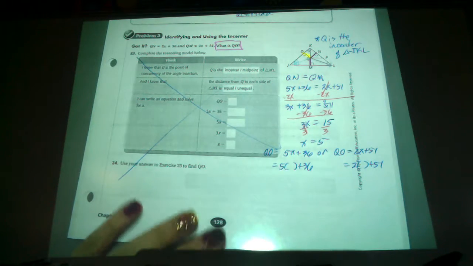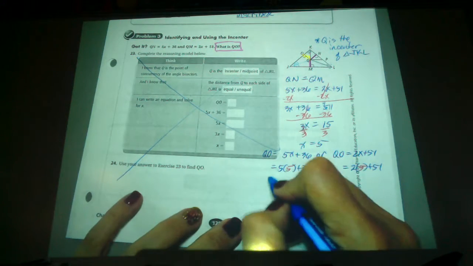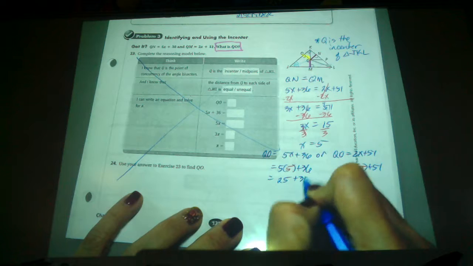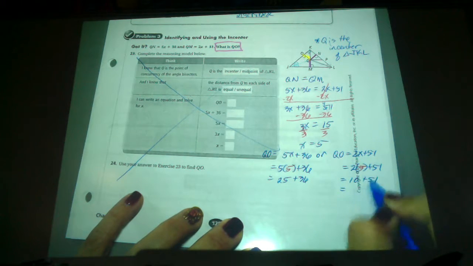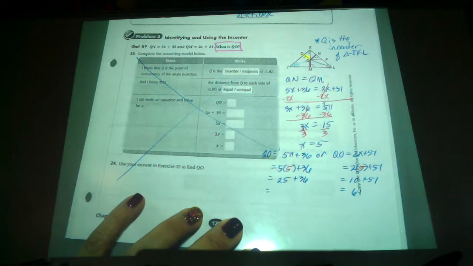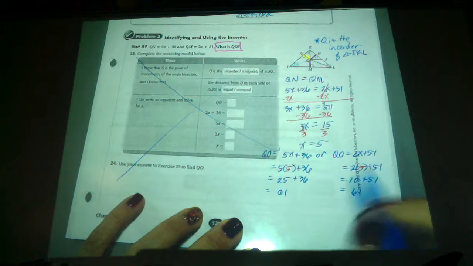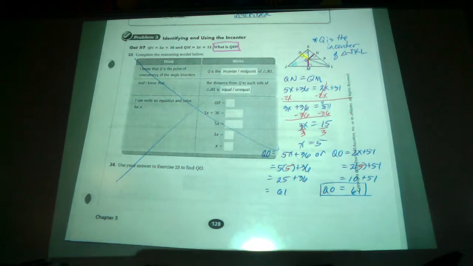So I'm plugging in there this value of 5 that we just got. On this one I get 25 plus 36, and on this one I get 10 plus 51. This one gives me 61. Does this one give me 61 also? Yeah, it does. So Q to O is equal to 61. All right, so flip that.